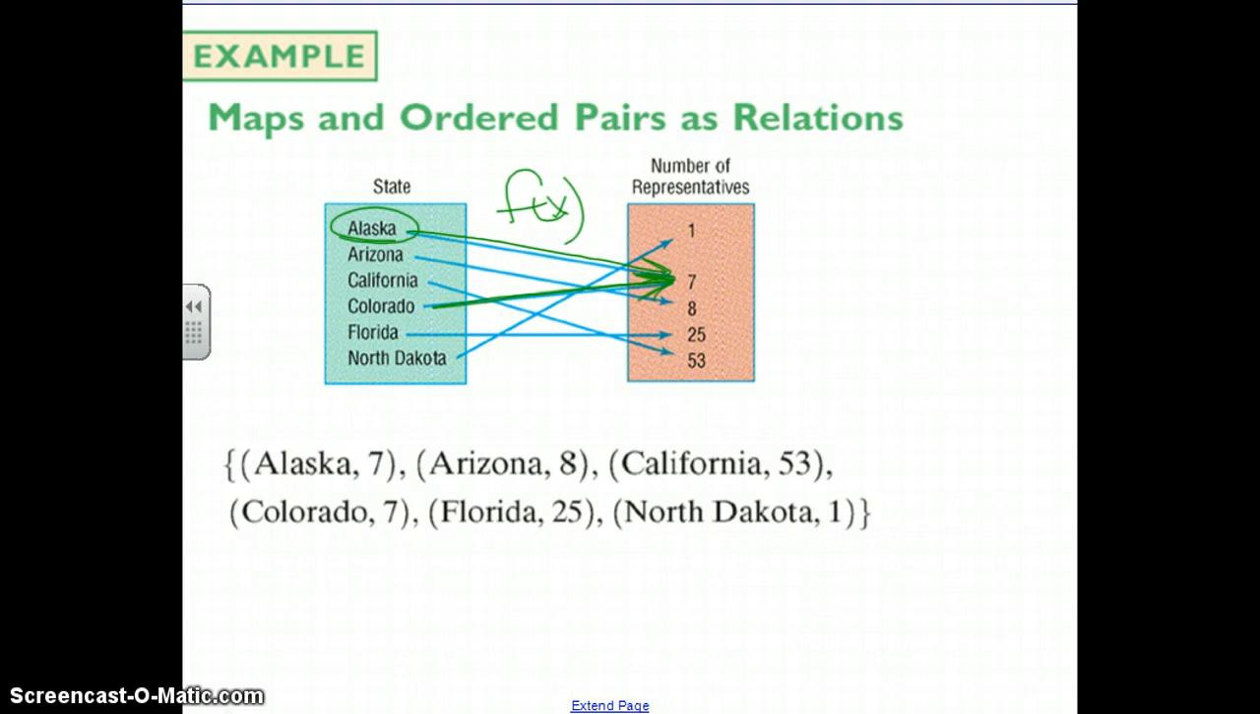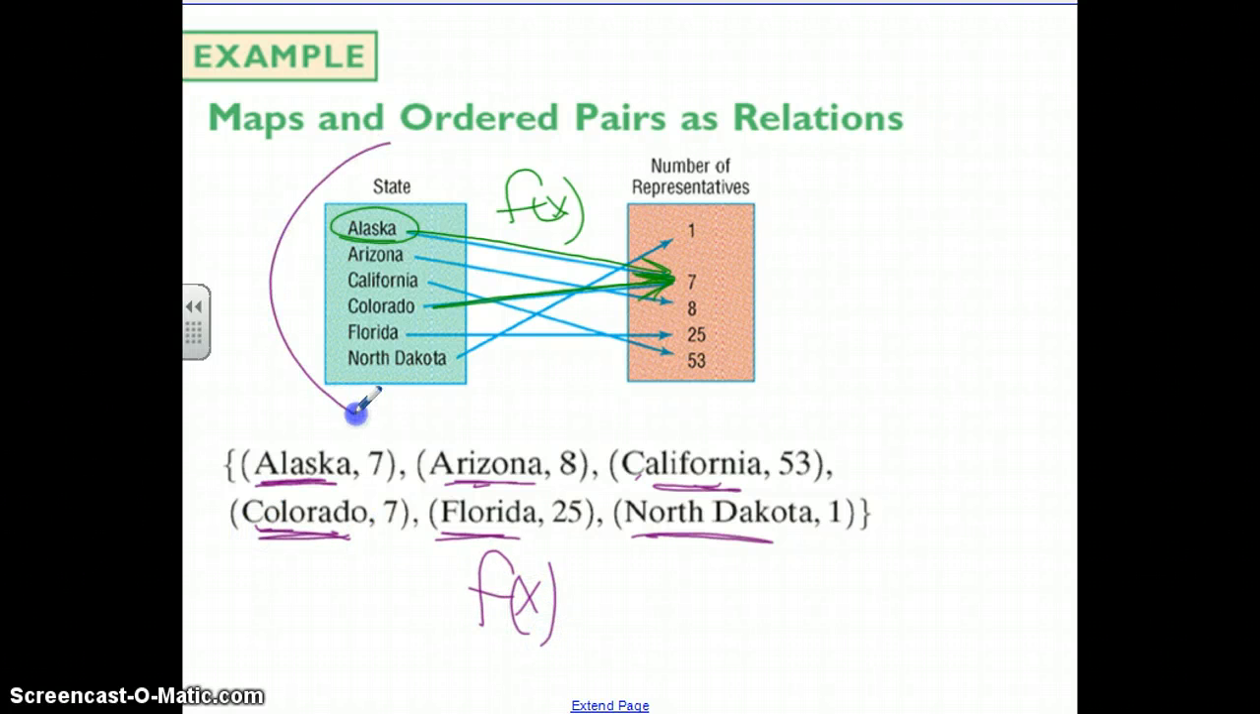We could look at this in terms of ordered pairs as well. Alaska's going to 7, that's great. Does Alaska go to anybody else? No. In fact, if the x's don't repeat, it's going to be a function. So I could give it to you in graphic form or in ordered pairs form. Both of those are functions.